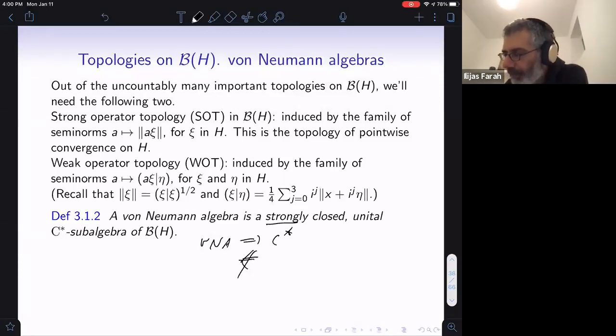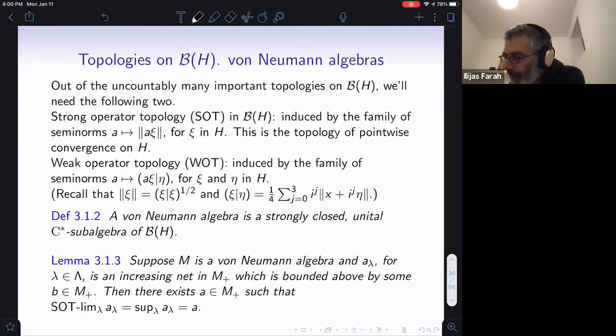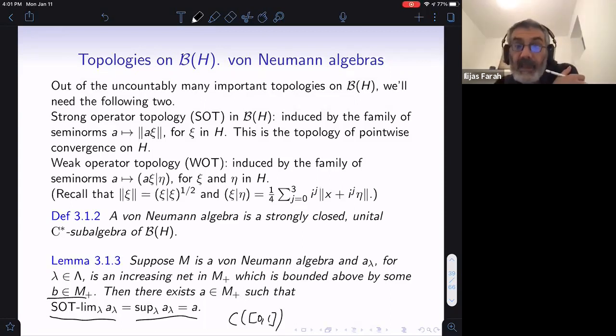Here is one property of von Neumann algebras we are going to need on Friday, definitely. If M is a von Neumann algebra, and if A lambda is an increasing net of positive elements in M, which is bounded above by some positive element, then it has a supremum. So every bounded directed net of positive elements has a supremum. And less importantly, that supremum is equal to the strong limit. This is false in C-star algebras. Just take, for example, continuous functions on [0,1]. Here, positive means positive functions whose range is positive. And it's very easy to define a net in here consisting of positive functions of norm at most one whose supremum is discontinuous.